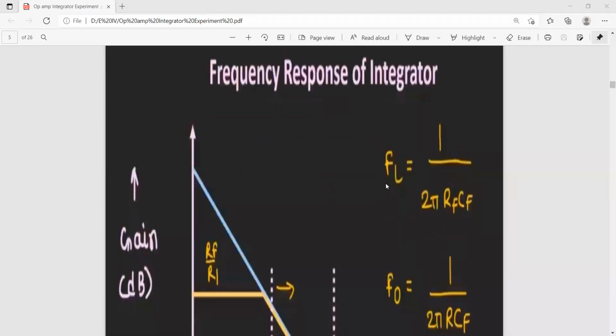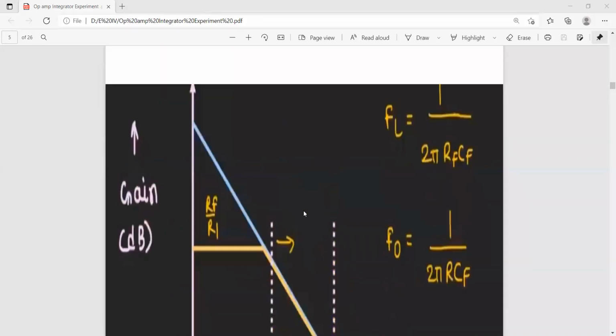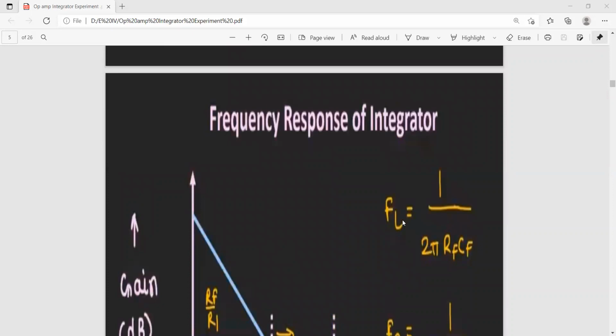Suppose you want to choose some cutoff, let us say 1 kilohertz. You can keep it as 1 kilohertz, and C is also fixed.